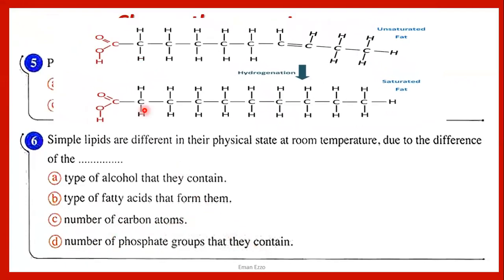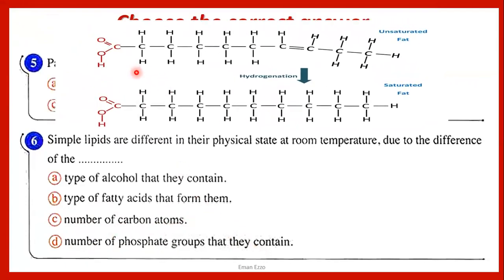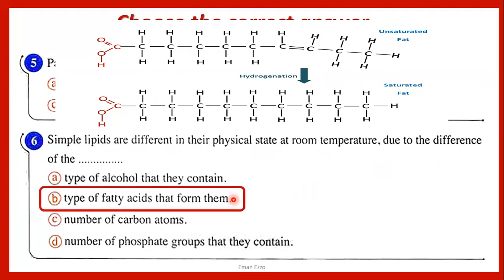Here we said that we have solid and liquid, which are determined by the type of fatty acid, whether it is saturated or unsaturated. We said saturated fatty acid makes the state of the lipid solid, and unsaturated fatty acid makes the physical state of the lipid liquid. So the simple lipids are different in their physical state at room temperature according to the type of fatty acid that forms them, so it is number B.